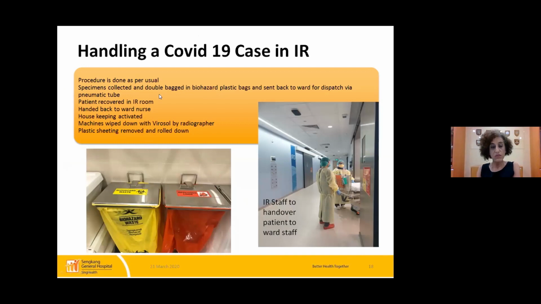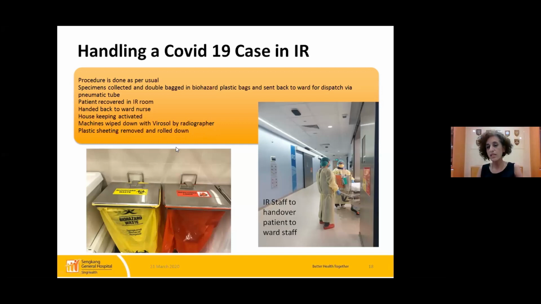All equipment, if you've collected any sample, please double bag them in biohazard plastic bags, and these are sent back with the patient to be dispatched by special pneumatic tubes from the isolation ward. All the equipment which has been used is then disposed in these yellow biohazard bags. The machines, the housekeeping staff have activated. The machines are wiped down by Virusol, by the radiographer and the people in the room once the patient is left. And all the plastic sheeting that you've put up is also taken off.